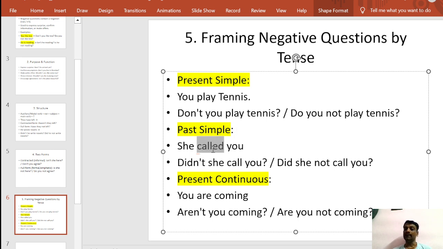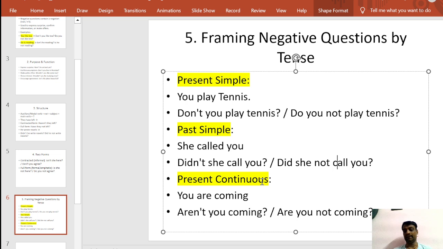Right, like that. And if the sentence is in simple past, like She called you, then do it with didn't. When you form a negative question, you don't use "n't" or "not" in the positive version. When you are asked to make negative questions, do it like this: Didn't she call you? Or Did she not call you?